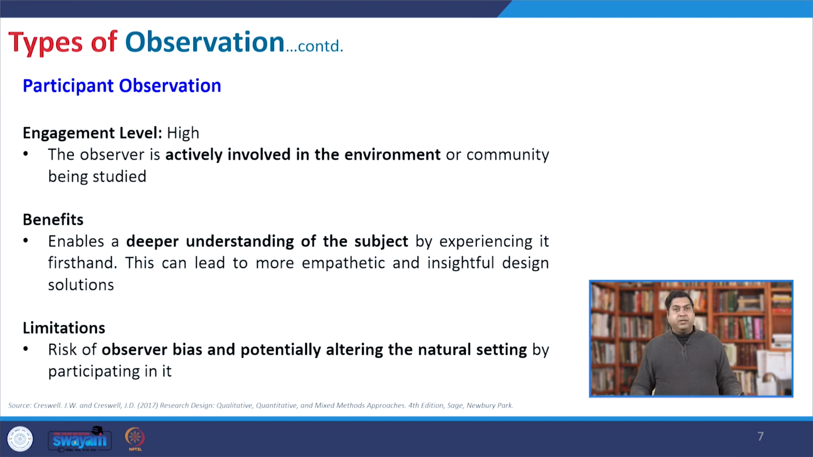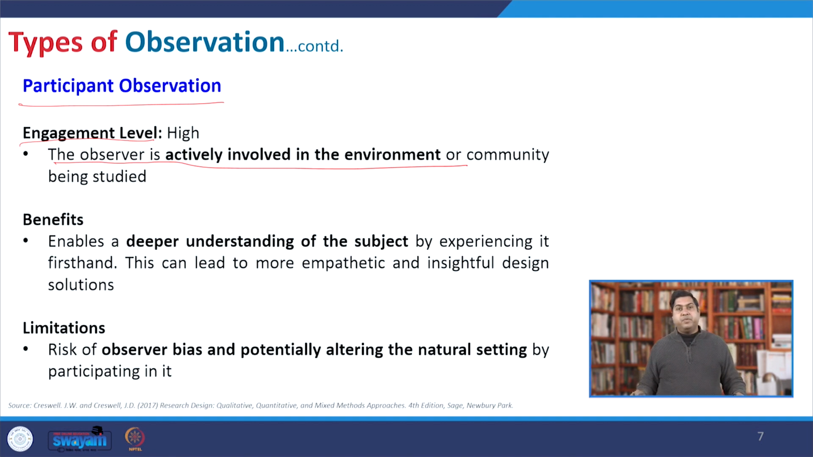Another way of classifying the observation based survey is participant observation. In this case the engagement of the observer is high. What happens here is that the observer is actively involved in the environment or community being studied, so the observer becomes one of the subjects, or maybe it's not good to say subjects. They become part of this particular studied group or community, so that staying with them, working with them, you can observe.